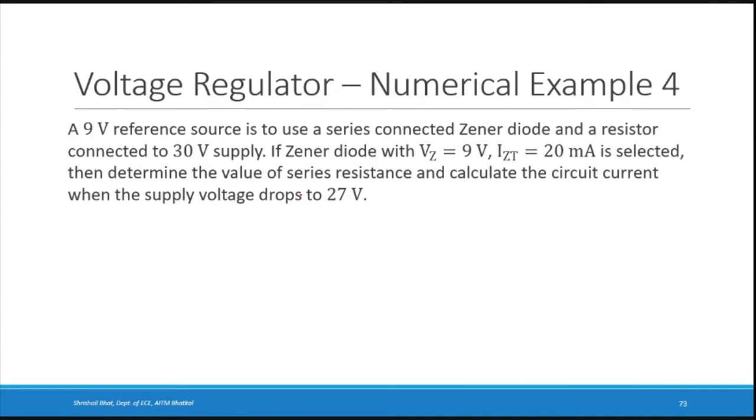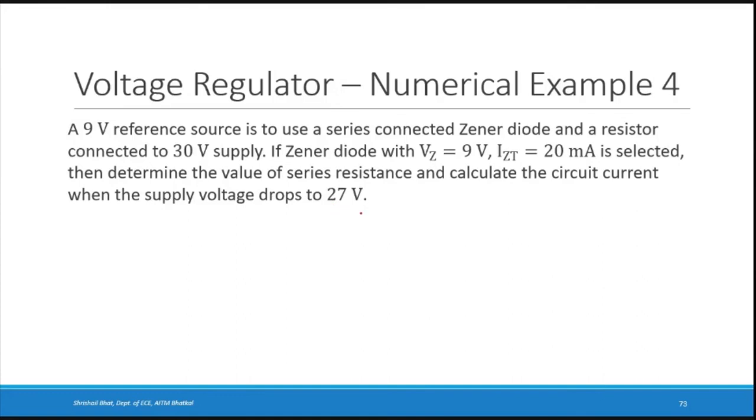First, you are asked to find the value of the resistance, with output given, input given, and value of current also given. You are asked to find the resistance. Using KVL you can find. Then you are also asked to calculate the circuit current when the supply voltage drops to 27 volts. First it is given the supply voltage is 30 volts. Then the supply voltage becomes 27 volts. For the same circuit you should find what will be the current. Current initially is 20 milliamps. If the supply voltage becomes 27, what will be the current?